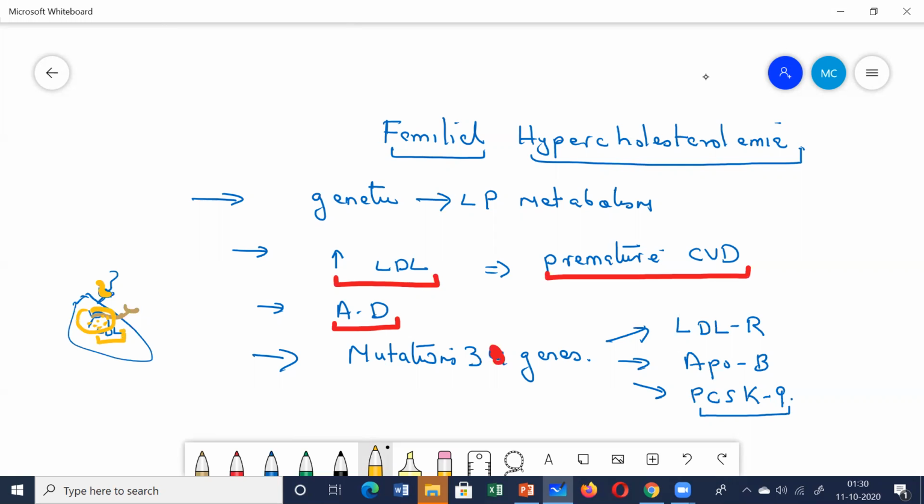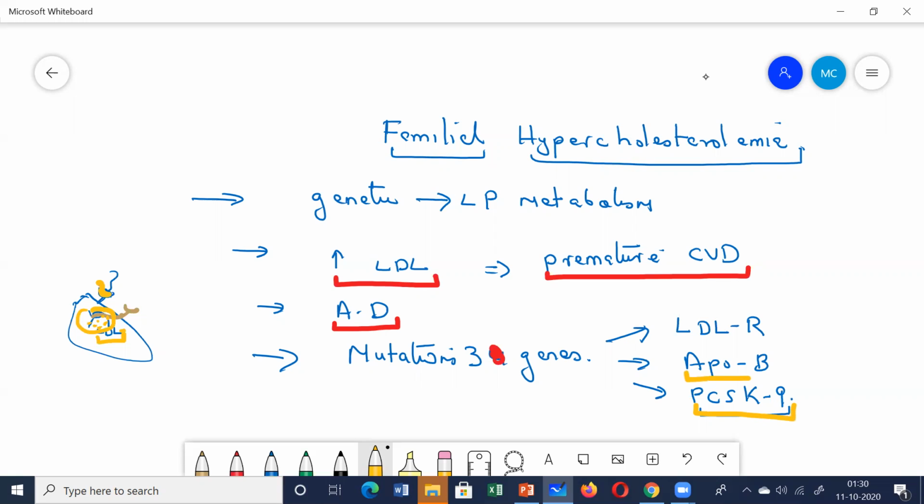So obviously, if there are fewer LDL receptors, what will happen? There will be an increased amount of LDL in the blood, because there is down regulation of the LDL receptors. So this is what PCSK9 does. It is found that in these patients there is an excess of PCSK9.